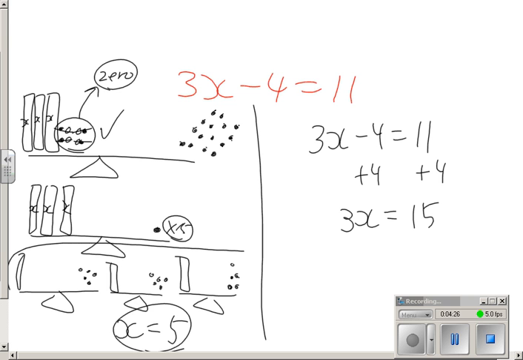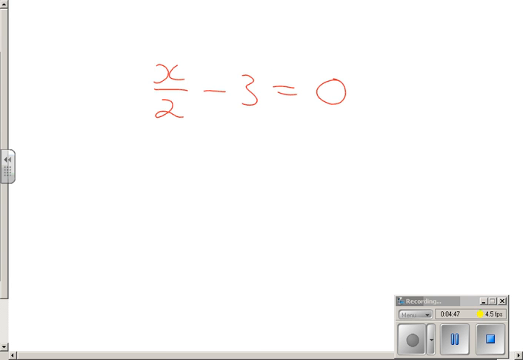Well, if I think about how I modeled it, I did it over here. I divided my 3x's into 3 scales, and I divided my 15 equally onto 3 scales. When I divided 3x's by 3, I got x. And when I divided my 15 by 3, I got 5. So your answer for the non-modeled equation is x equals 5. Same thing. And our last question was x divided by 2 minus 3 equals 0.